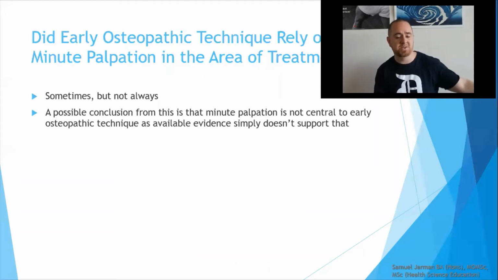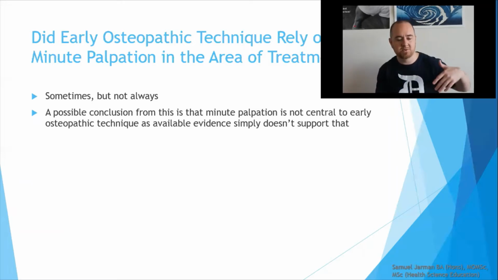Right, so the next question: did early osteopathic technique rely on minute palpation in the area of treatment? Sometimes it would. You could have a hand that was being used as a fixed point, a hand as a monitoring point, but often what seems more evident or more regular is using the hand in the area of treatment as a short lever, sometimes as a wedge, but also as a short lever.